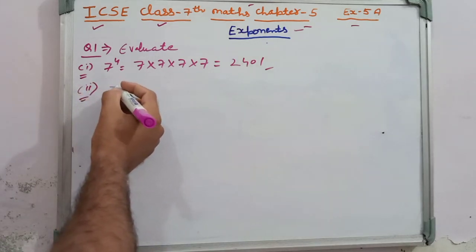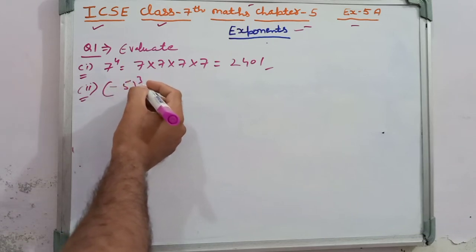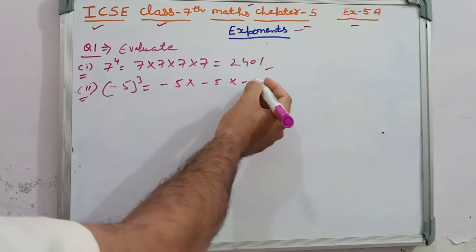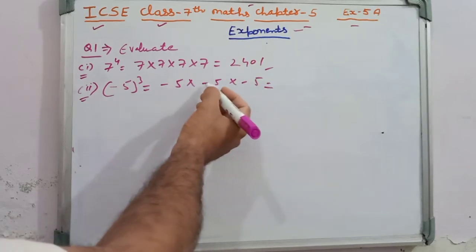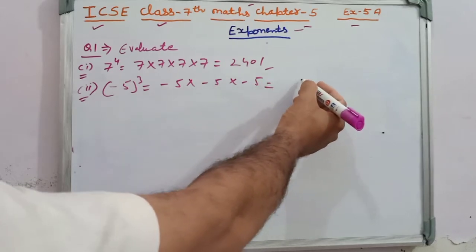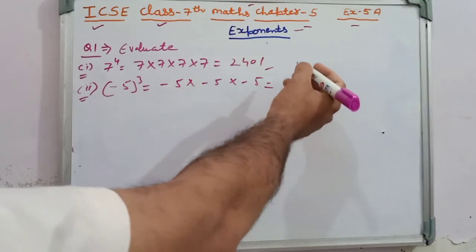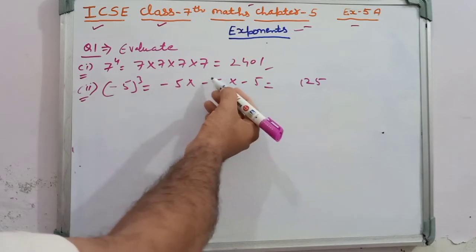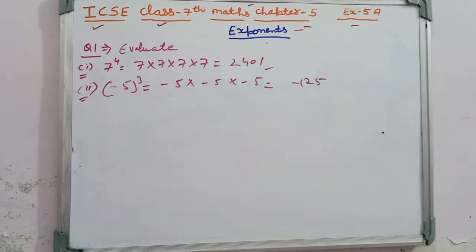This is minus 5 raised to power 3, which means minus 5 multiplied by minus 5 multiplied by minus 5. Minus minus is plus. 5 fives are 25, 5 times 25 is 125. Now we have to decide the sign, plus or minus. Minus minus plus, plus minus minus. The answer would be minus 125.